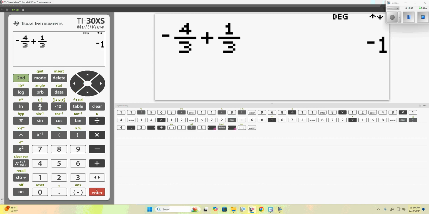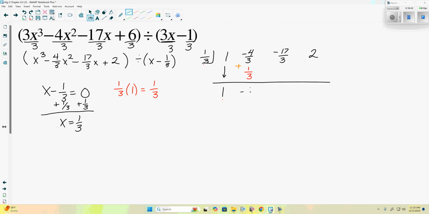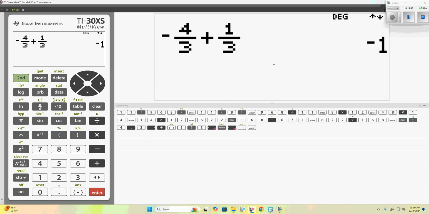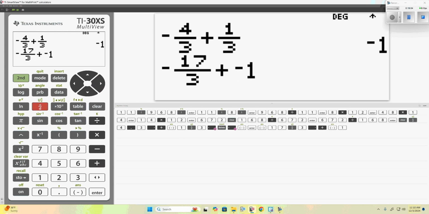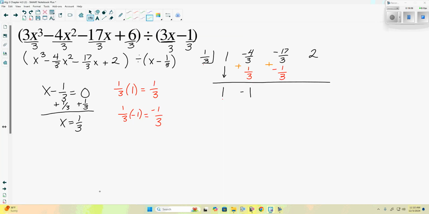Negative 4/3 plus 1/3 is negative 1. And then we're going to do 1/3 times negative 1, which would be negative 1/3. And again, we're going to add straight down. Negative 17/3 plus negative 1/3 is negative 6.